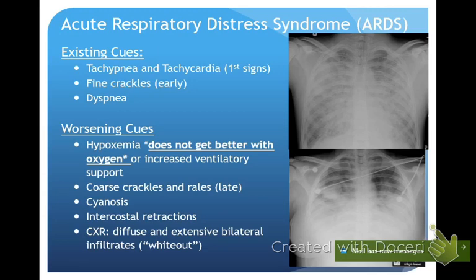If you are already living with those first two cues, then you're going to go straight into your worsening cues. So basically what we're seeing here is as the lungs start filling with fluid, all the alveoli start filling with fluid, the alveoli start collapsing, the dead space starts filling with fluid, we start getting hypoxemia, which is low blood O2 that does not get better with oxygen.